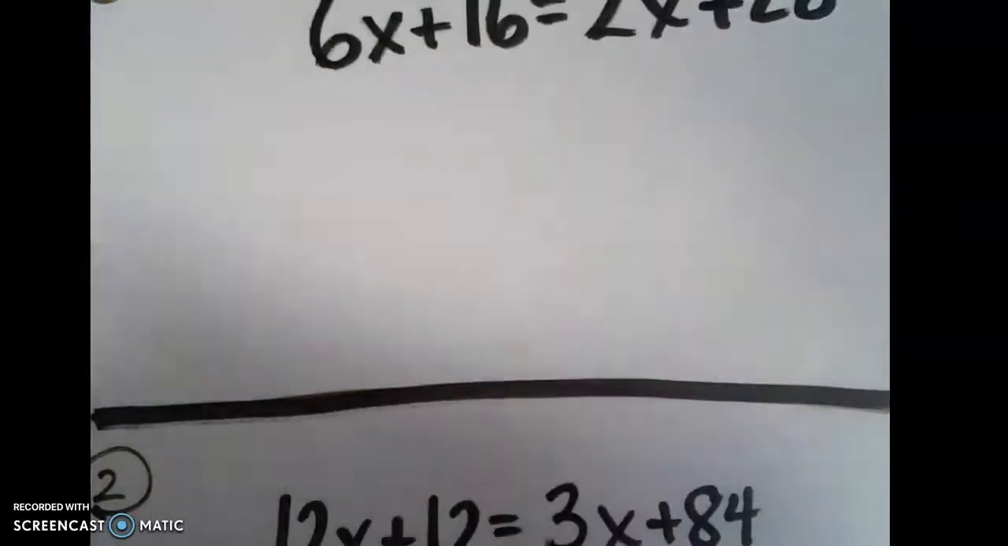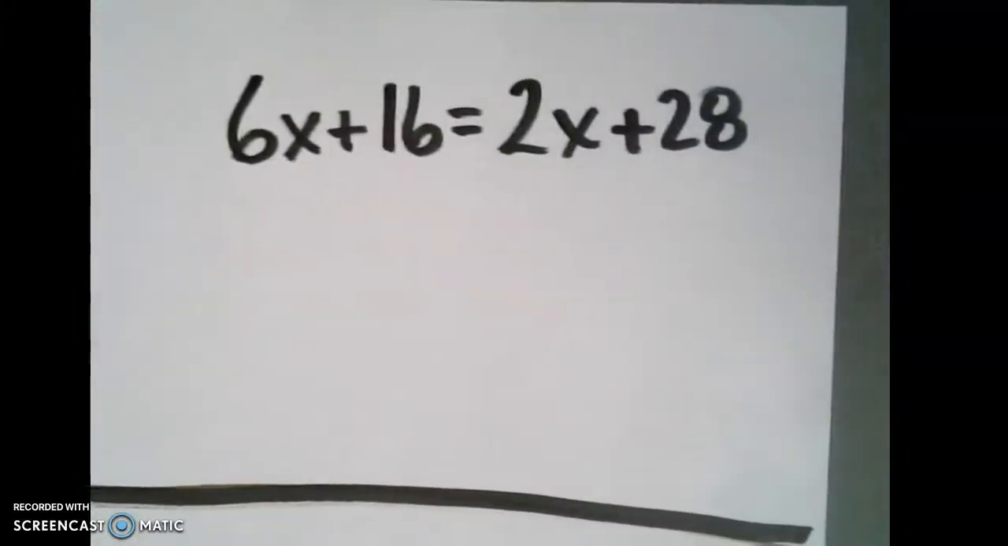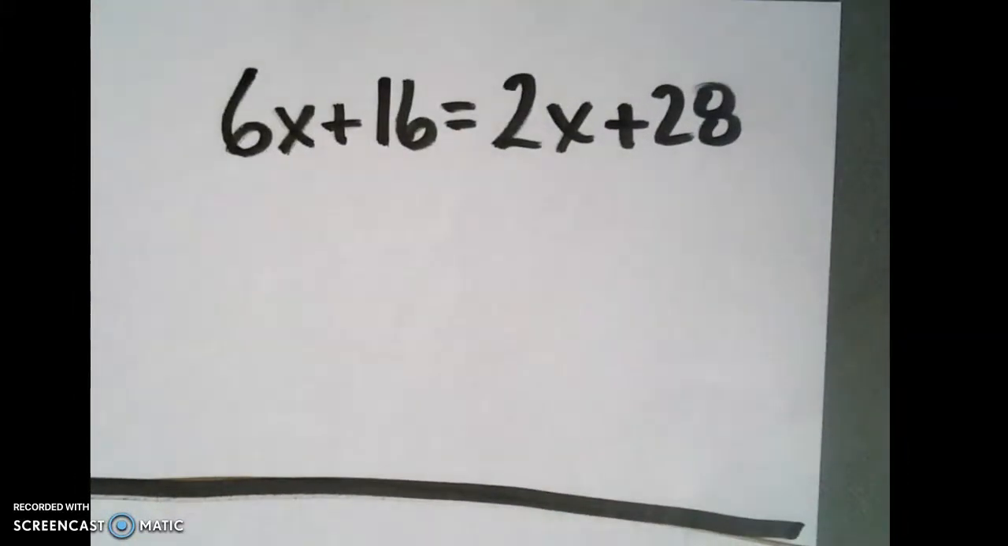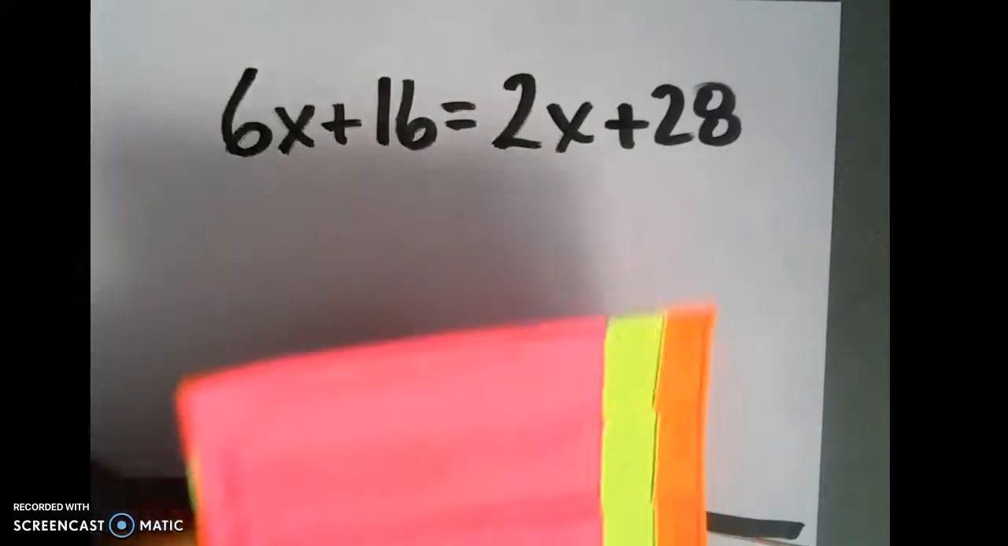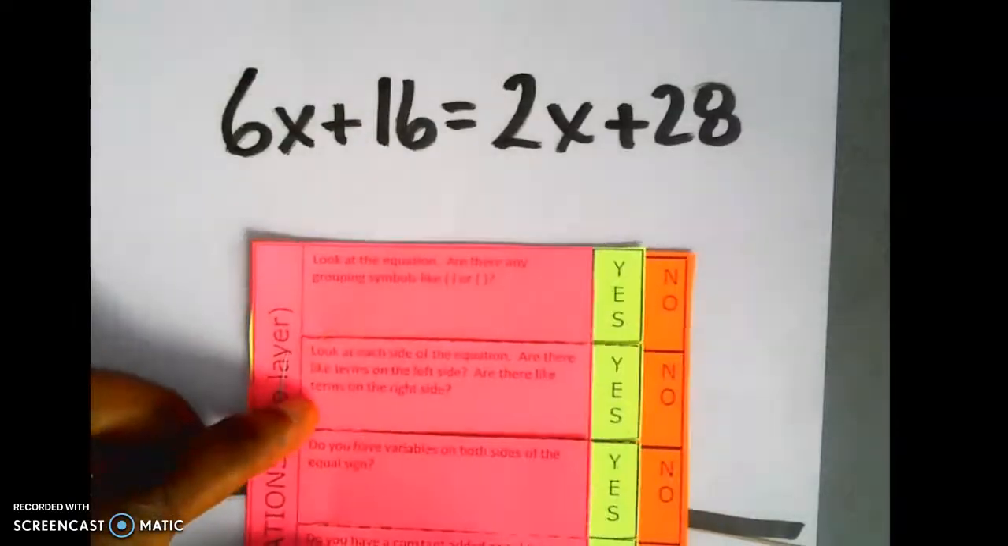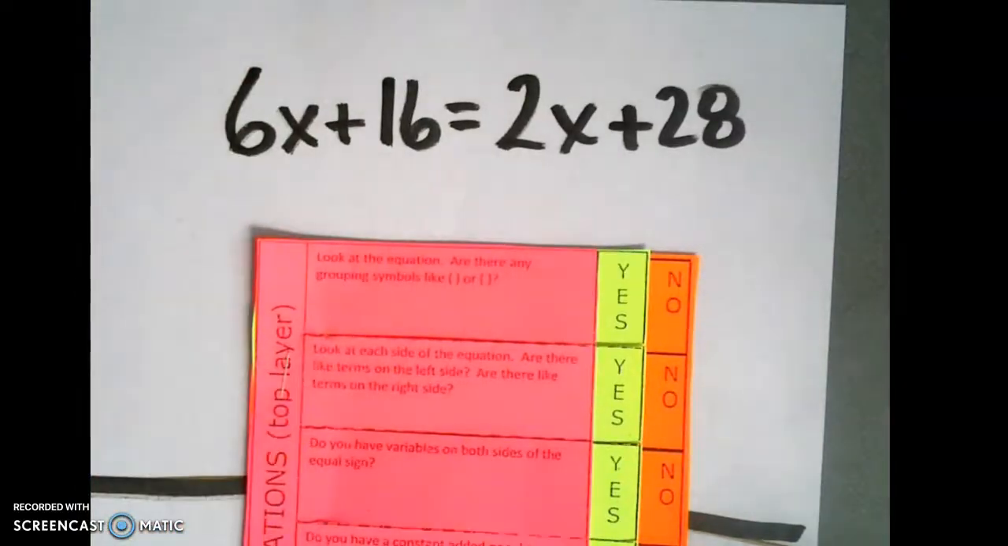Now, our first equation, everybody, is going to be 6x plus 16 is equal to 2x plus 28, using our tool. The first question on our tool is whether or not we have grouping symbols. Give me just a second, let me turn on the lamp, see if that's a little bit better for us. I think it's a little bit better. All right, so we will look at the equation. Are there any grouping symbols?